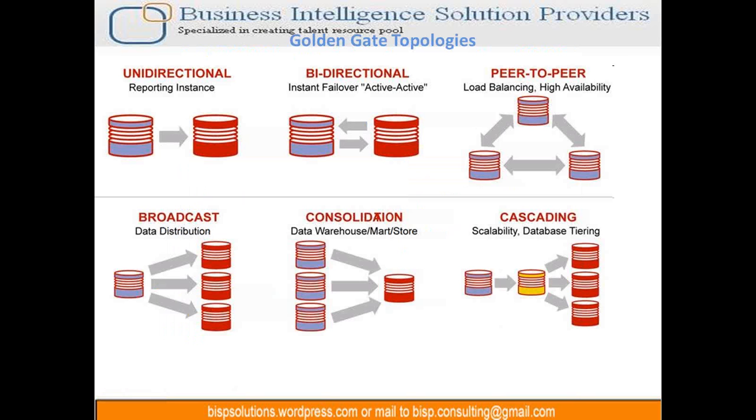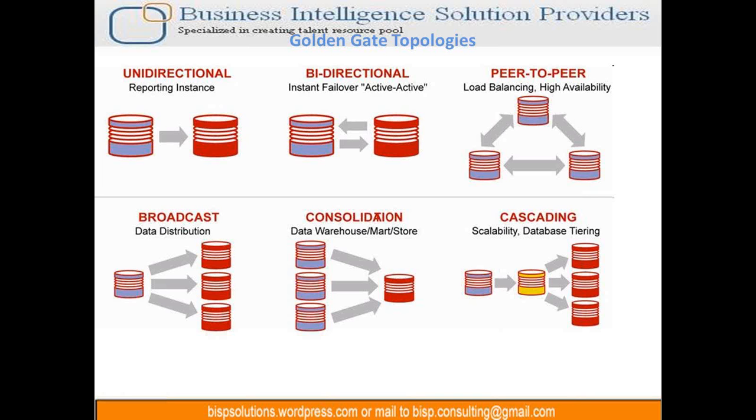So unidirectional is very simple. We all know what a unidirectional is. Changes made on prod, shifted to test. Bidirectional, we have two prod databases. What I say is, changes of prod 1 can move to prod 2, and changes from prod 2 can move back to prod 1. It's something like a bidirectional.